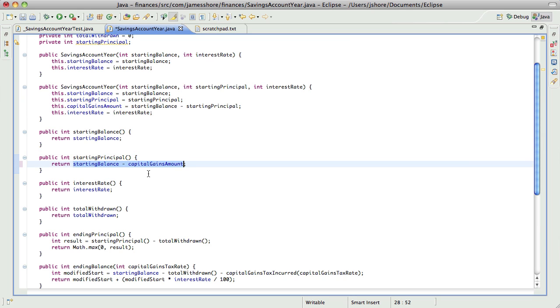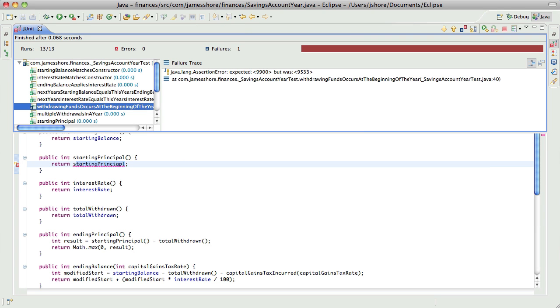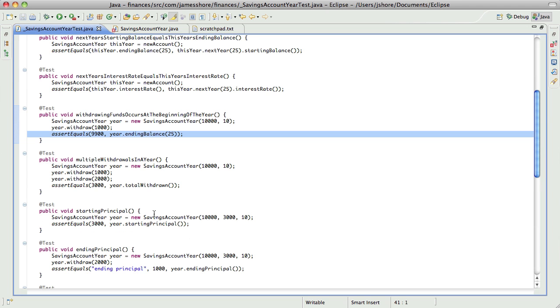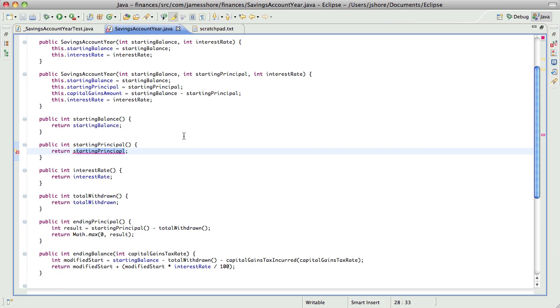If we back this up, it should work. So why isn't it? It's just the one test that's failing. This one. It's saying withdrawing funds occurs at the beginning of the year. assertEquals. So who's using starting principal?